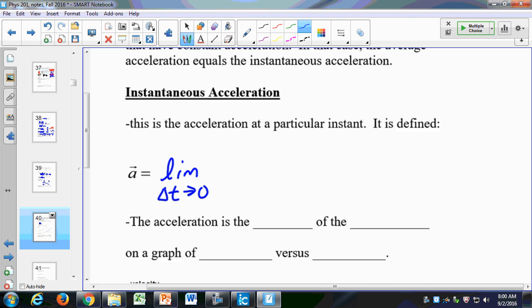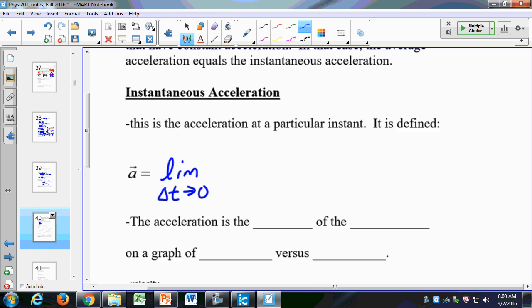The limit of what value as delta t approaches 0? Remember what we did for instantaneous velocity? It was the limit of what value? Anybody remember? What was it?